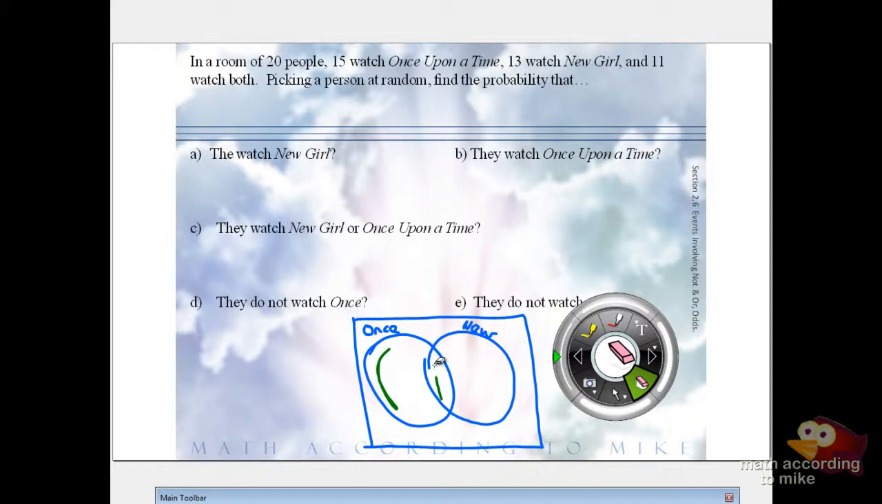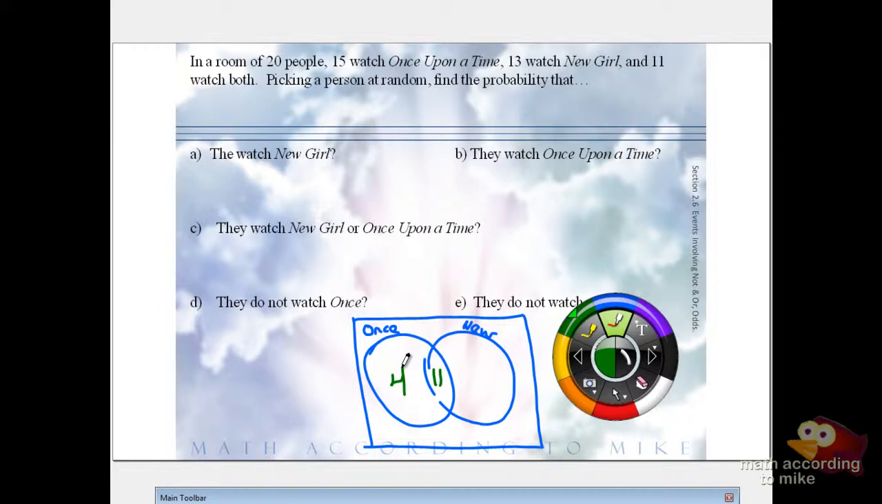Okay. If you're going to go by the Venn diagram approach, you basically work inside out. So you start with the leaf shape here, and that represents those that watch both. How many watch both? 11. Now let's complete the entire Once circle, which is the left crescent and the leaf combined. If 15 total watch Once, 11 of which happen to also watch New Girl, how many only watch Once? 4. Because the 4 and the 11 would make the 15.